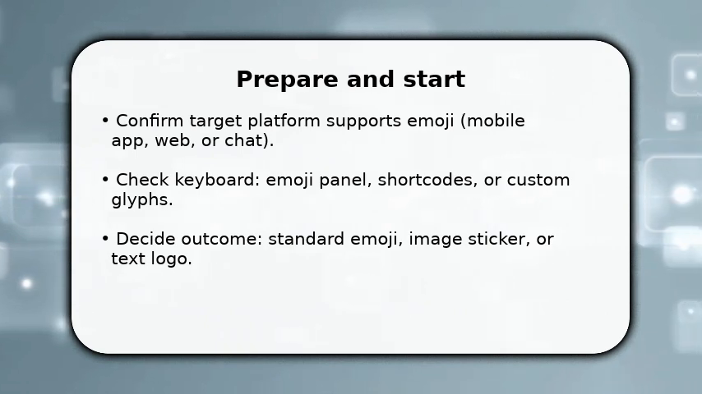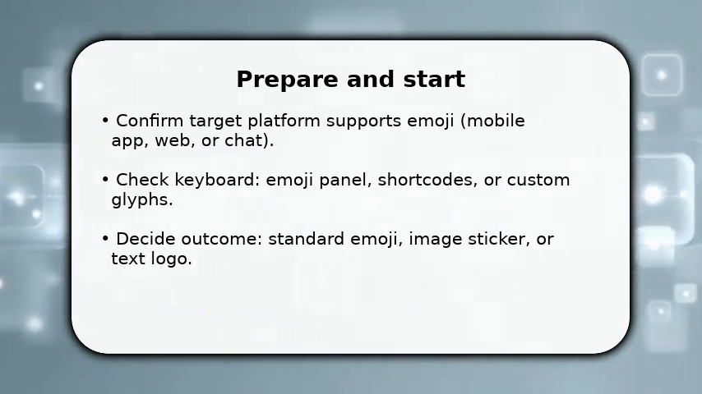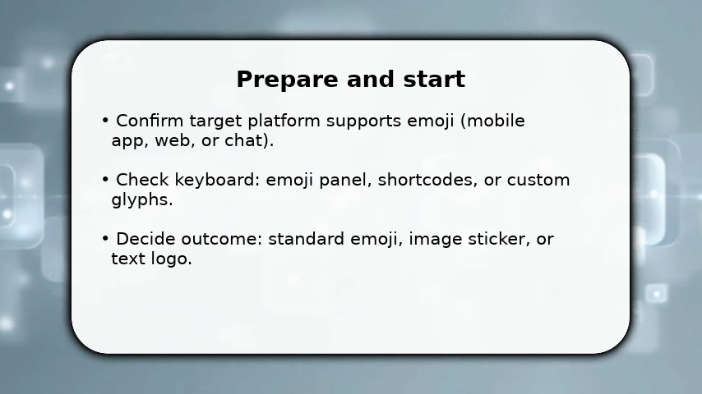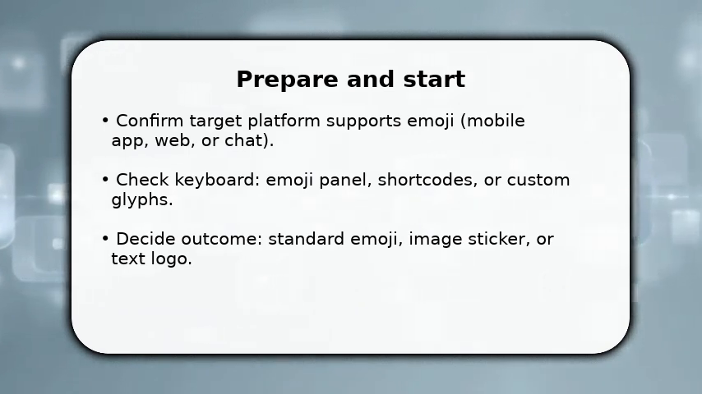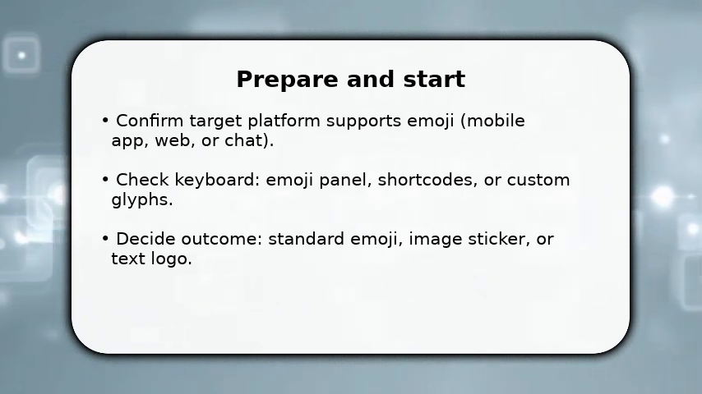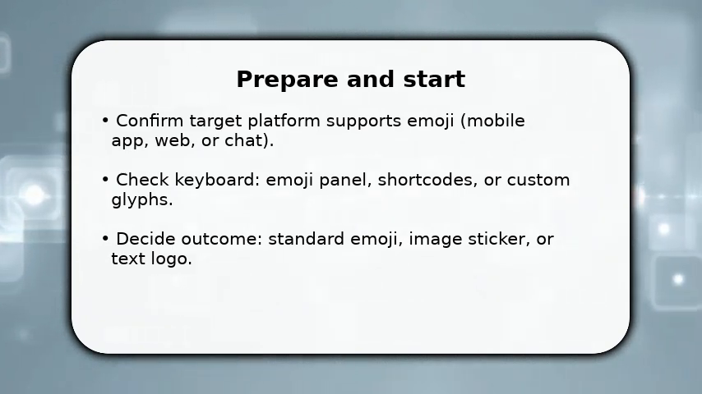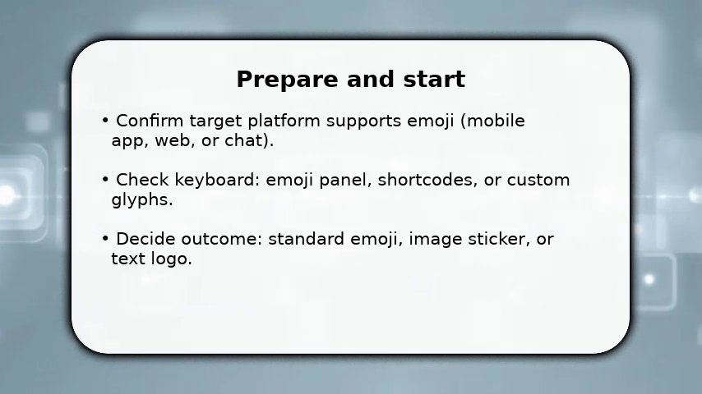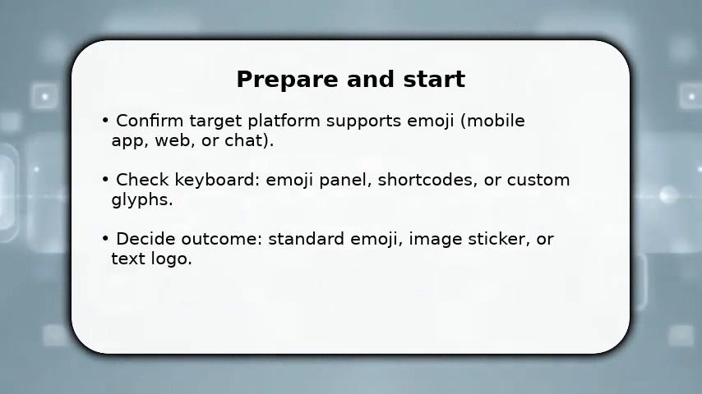Next, open your emoji keyboard or the service's custom emoji interface and locate similar red play icons to adapt. Once done, decide whether you'll use a single character Unicode substitute, a short image uploaded as a sticker, or simple text like Play YouTube for broadest compatibility.